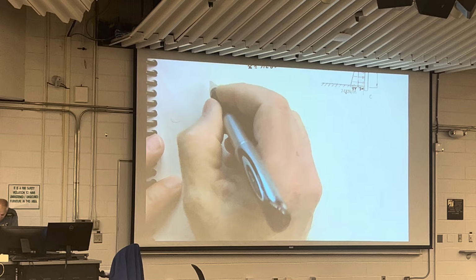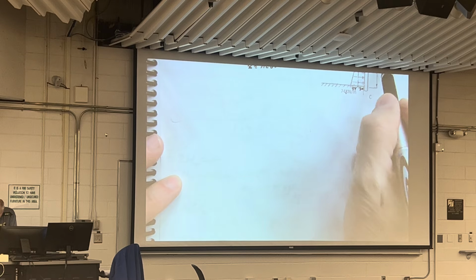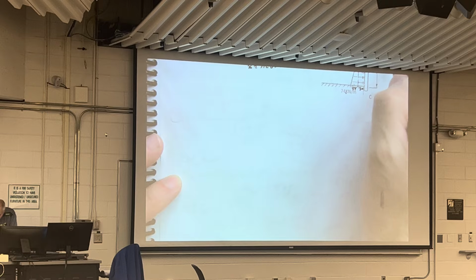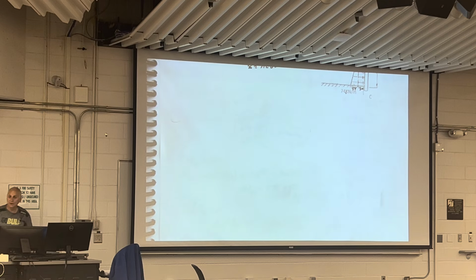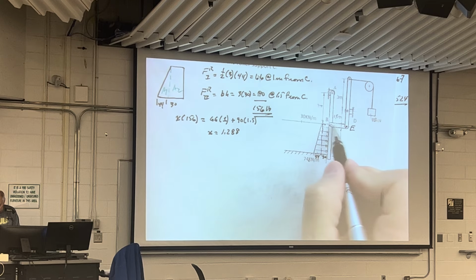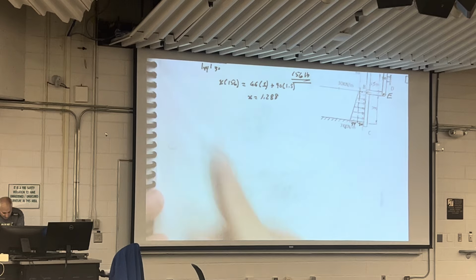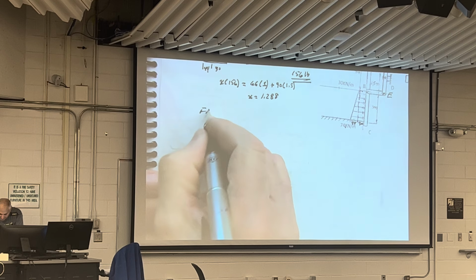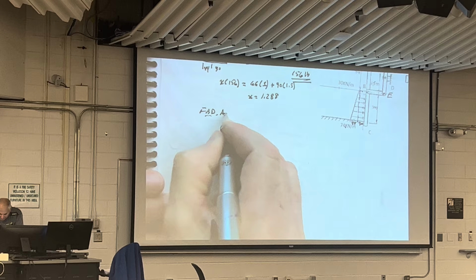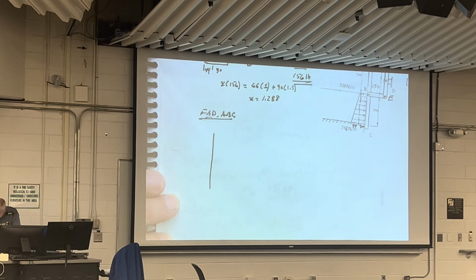In other words, I can draw the free body diagram of A. Oh, and by the way, what do you see here? B, and this thing right here, let's call it E. What do you see there? What do you see here? What is that? That's a two-force member. So, free body diagram ABC is going to look like this.